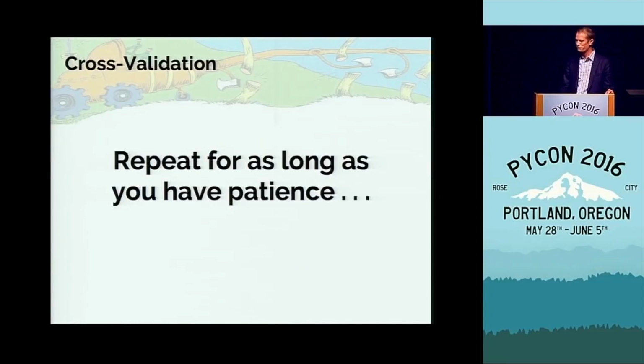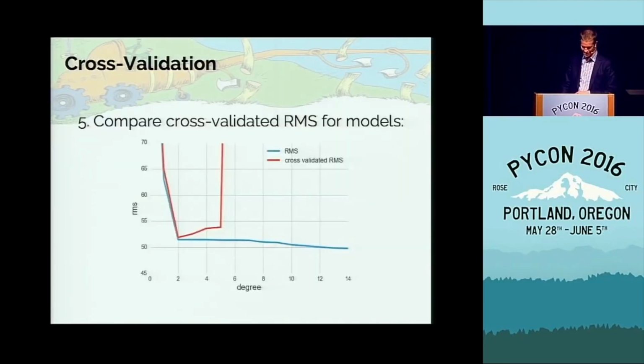Fortunately, you can write a for loop, and you can do this as many times as you want in basically a split second. And then we can compare this cross-validated root mean square. So here, this blue curve is what we saw before. As we make the model more complex, it just fits the data better and better and better. But the red curve is the cross-validated error. We're controlling for this overfitting phenomenon.